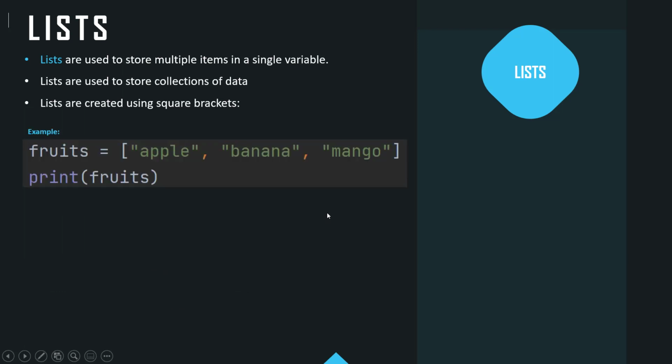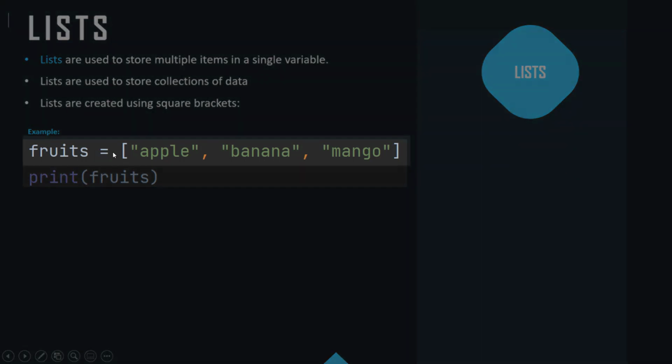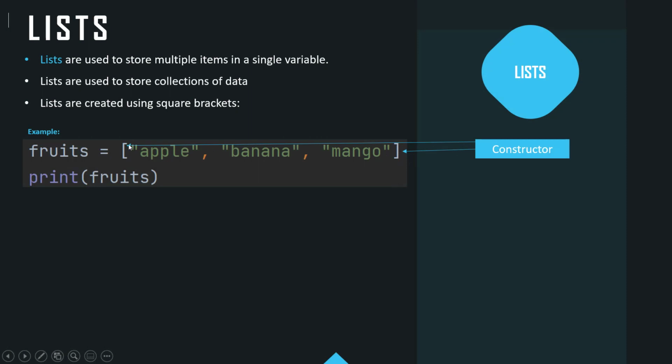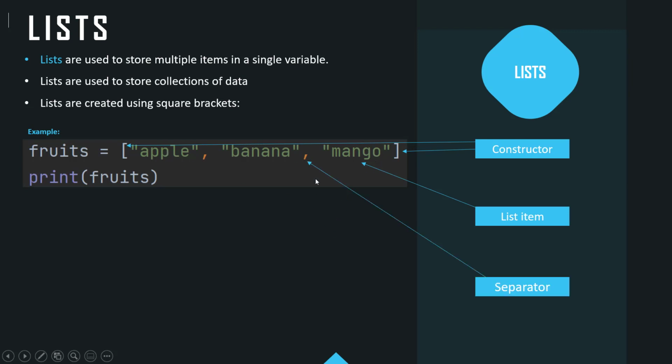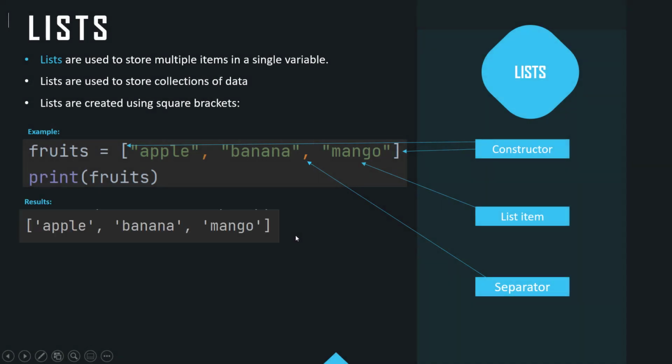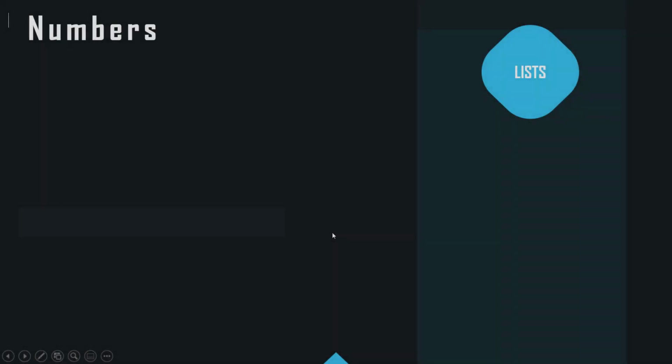So here we have our examples. We've got our fruits is equal to, open up our square brackets, and then we've got our fruits in there. If we look at those two brackets, they're known as our constructors. They will make up our list. Then you have the list items in here: apple, banana, mango, and then you have the separator. To separate each list item, you need to have a small little comma like that. So if we print that, it will return back apple, banana, mango, just like we have in our list.